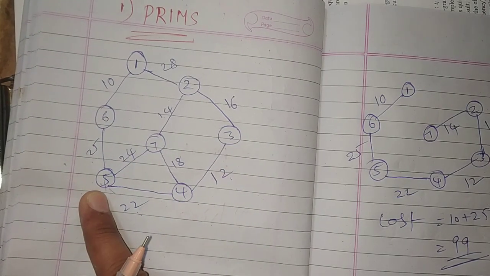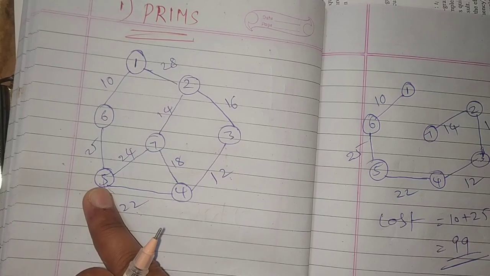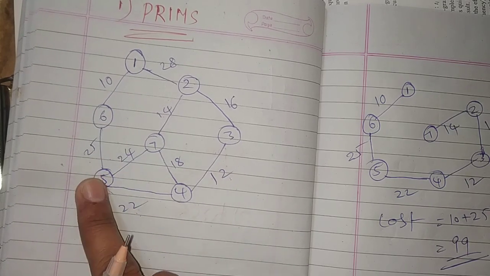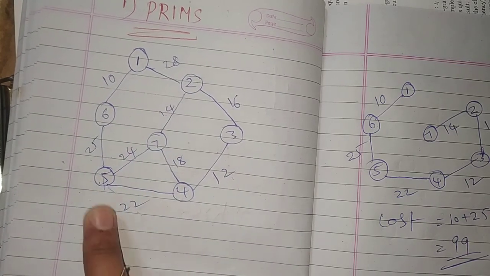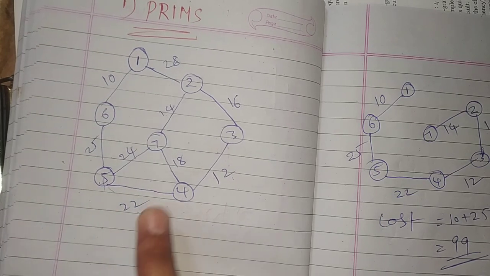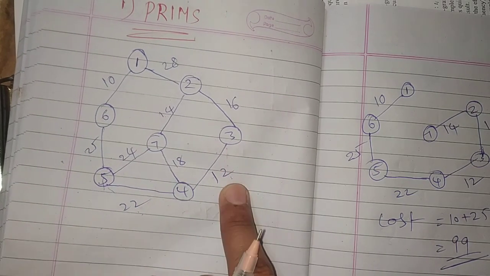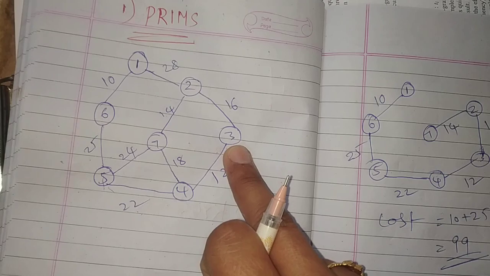And for these adjacents, what are the adjacents for 5? 5 to 6 is one edge, 5 to 7, 5 to 4. In this, which is minimum cost? 22. And again which is minimum cost? 12. And again which is minimum? Only one is there, 16.